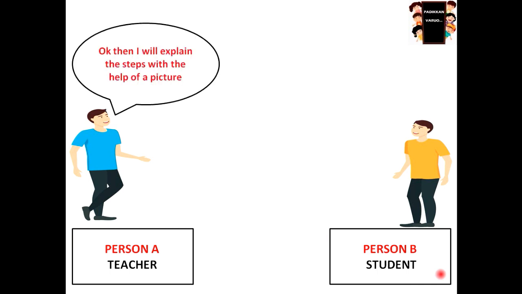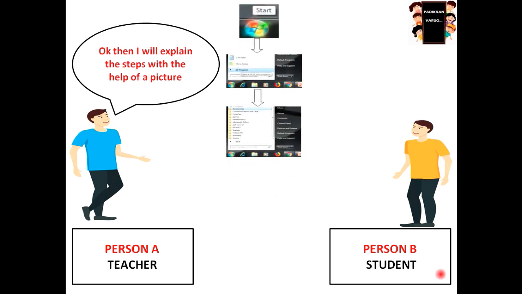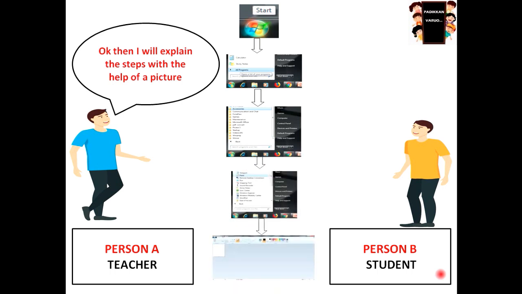So next we can see another example. Person A, who is a teacher, will provide a solution to the student who has faced a problem by explaining the program with the help of an algorithm. The teacher comes up with the next solution, saying okay, then I will explain the steps with the help of a picture. So the teacher provides a picture to open Paint.